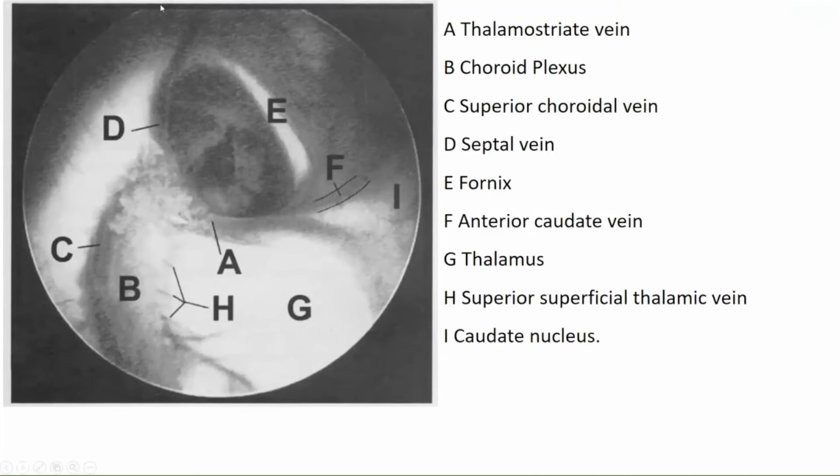The septal vein is obviously around the septum medially. This is the fornix. The anterior caudate vein would be this structure right here, and then anterior to posterior would be the caudate and the thalamus, and these are some superficial veins right here. So basic anatomical structures that all residents need to know, and please do refer to that chapter. It's probably one of the best chapters he wrote.